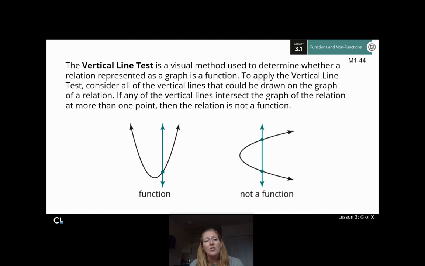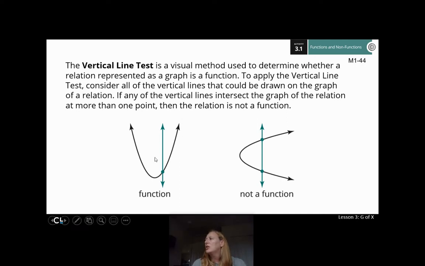And to apply the vertical line test, consider all of the vertical lines that could be drawn on the graph of a relation. So you could draw a vertical line here or here or here or here. Please remember vertical line means straight up and down. So anywhere that I draw a vertical line, it should only intersect your graph once. If any of the vertical lines intersect the graph of the relation at more than 1 point, the relation is not a function.